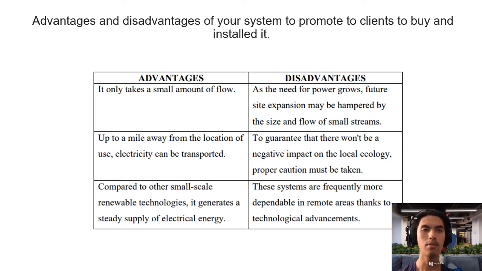The disadvantages: the first is that as the need for power grows, future site expansion may be hampered by the size and flow of small streams. The second is that to guarantee there won't be a negative impact on the local ecology, proper caution must be taken. And the last is that these systems are frequently more dependable in remote areas thanks to technological advances.